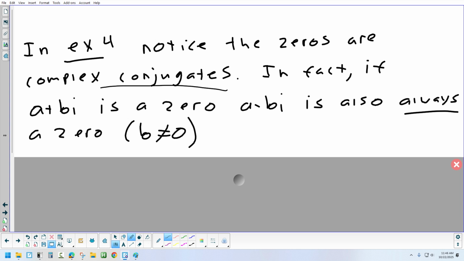So roots that have i always come in pairs. If 8 plus i was an answer, then what else would be an answer? 8 minus i has to automatically be an answer. Always. And that only applies to complex numbers with i.